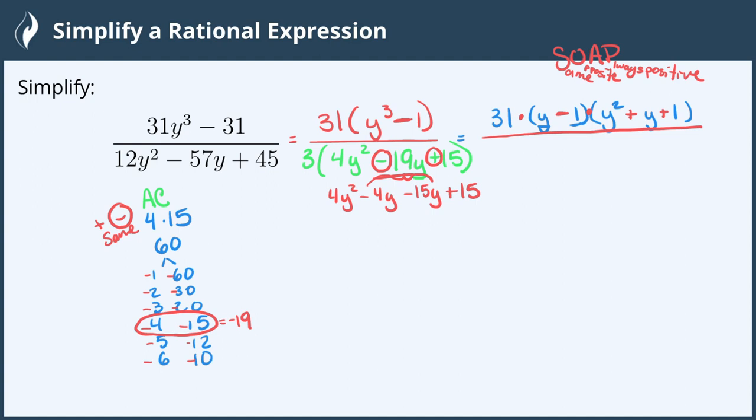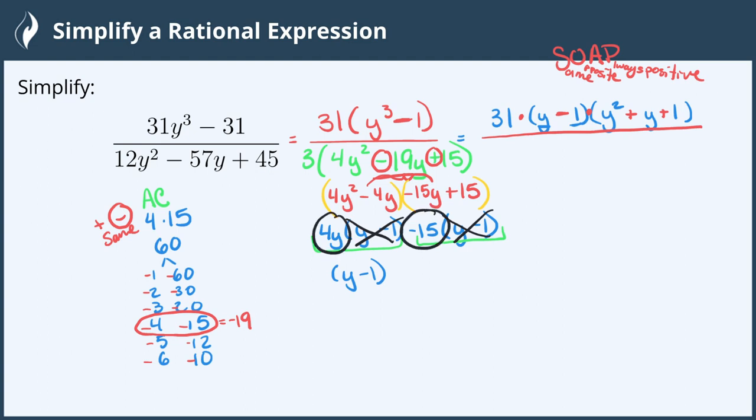Now that we have a 4-term polynomial, we're going to factor by grouping, and we group the first two and the last two. Looking for the greatest common factor in the first two is 4 and y, leaving us with y minus 1. And the greatest common factor in the second two is negative 15, leaving us with y minus 1. Now we have our two large terms, and we look for greatest common factor. And in this case, it's the binomial, y minus 1. And if I factor it out of each of these terms, I'm left with 4y minus 15.